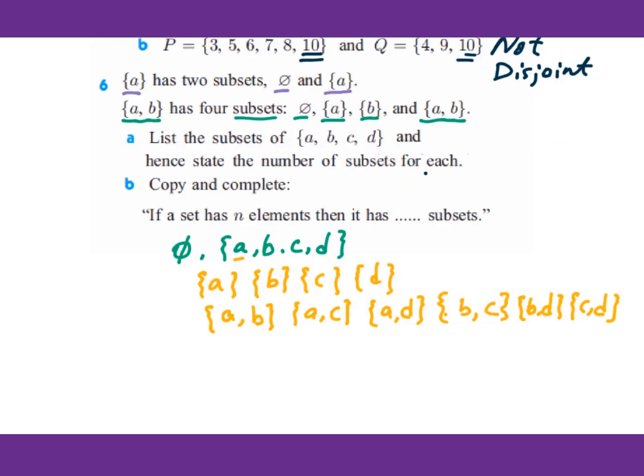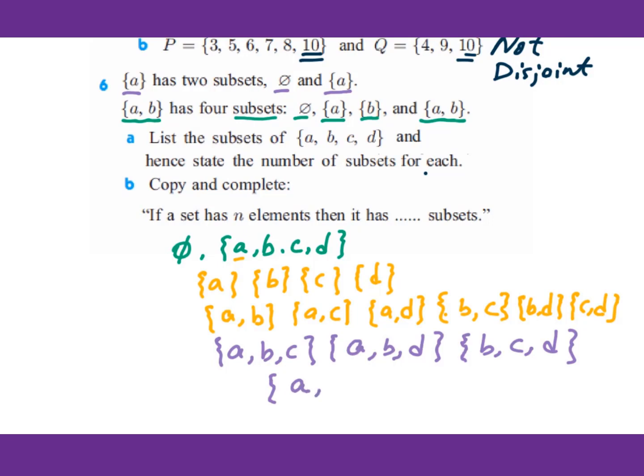You can list sets with 3 elements. I have A, B, C, A, B, D. Then you have B, C, D. Also, you have A, C, D. Now you can count how many sets together. 1, 2, 3, 4, 5, 6, 7, 8, 9, 10, 11, 12, 13, 14, 15, 16. So we have 16 sets.